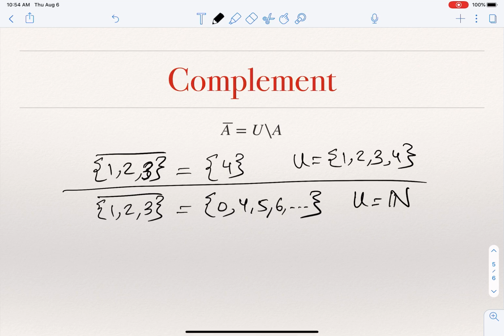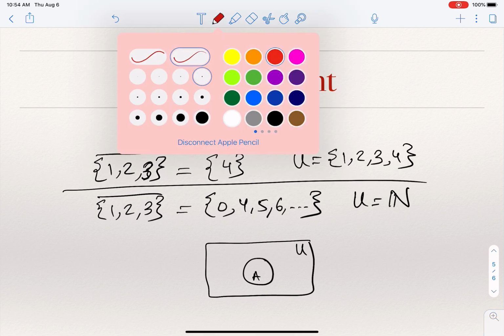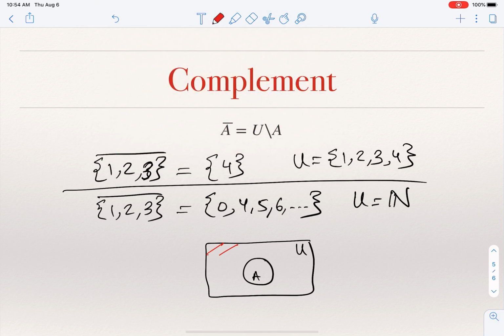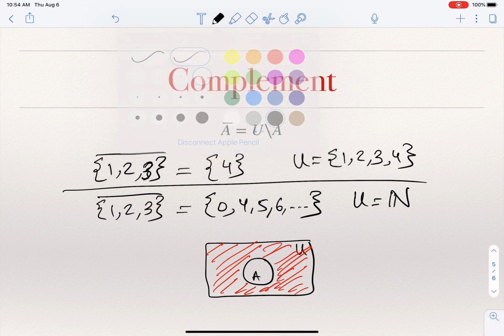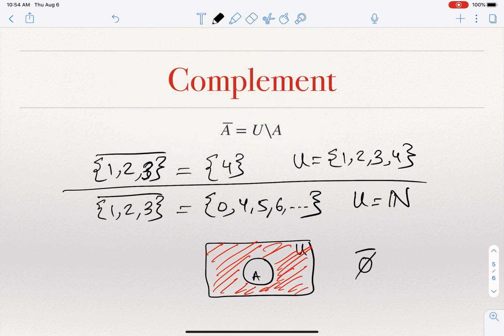When we want to draw this in terms of a Venn diagram, and I have this set U, and this is set A here, then what's the shaded area that corresponds to the complement? It's everything in U that is not in A. Okay? So this is the Venn diagram for the complement. And if you take the complement, for example, of the empty set, it's every element in the universal set that's not in the empty set. So this gives you the universal set. Okay? So this is what the complement is.